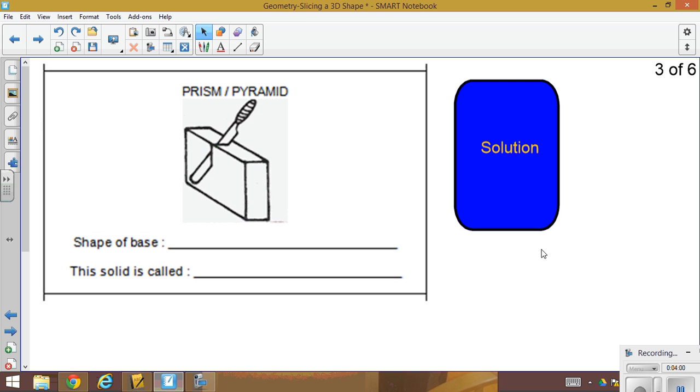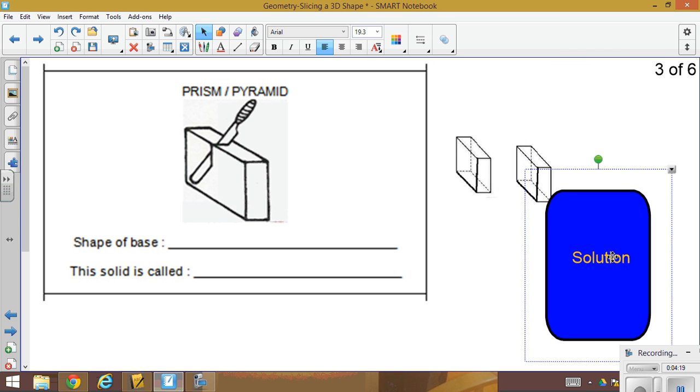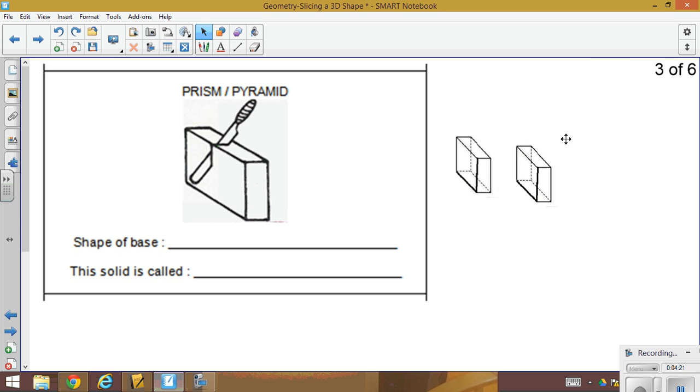All right, next page. There's more on slide 3 of 6. We have 3 more to go. All right, so here we have a rectangular prism, so the base is called a rectangle. And if I cut that in half, I just have 2 smaller pieces of rectangles.